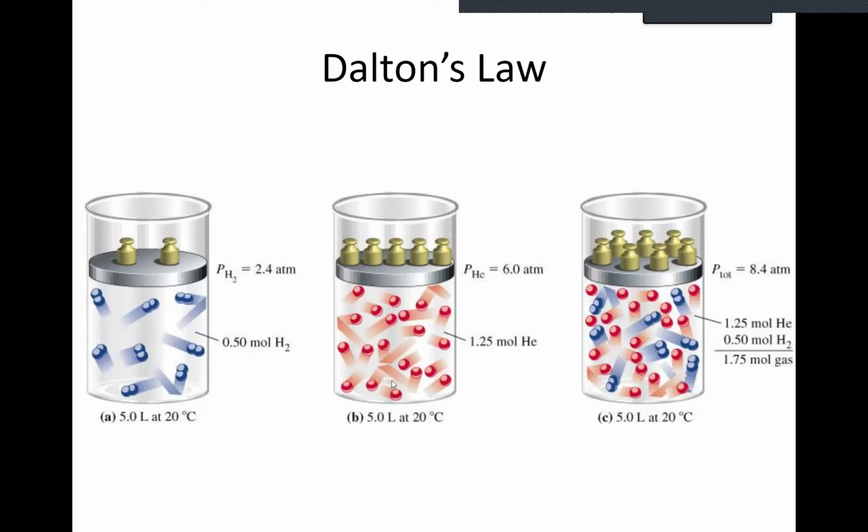What Dalton is saying is you can overlay the hydrogen particles onto the helium particles, and still you would have largely empty space. Now, the picture on the right is showing the 2 gas particles overlaid on top of each other, but it's not to scale. Most of these particles are much, much smaller in reality than what they're being shown here. But he's saying that if you overlay those two, the pressure that the helium exerts, which was 6 atmospheres, plus the pressure that the hydrogen exerts, which is 2.4, will be the total pressure of 8.4.